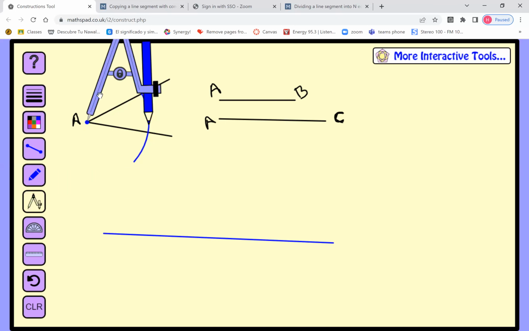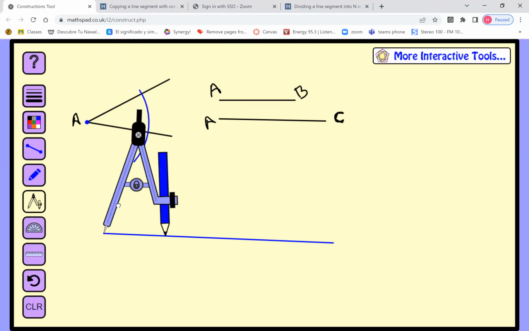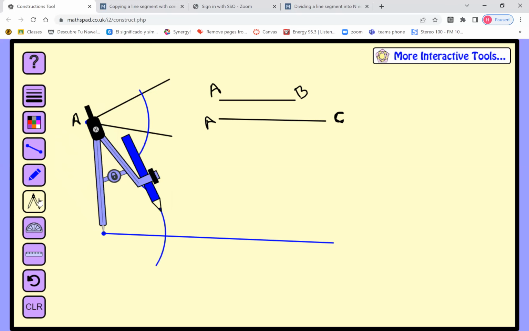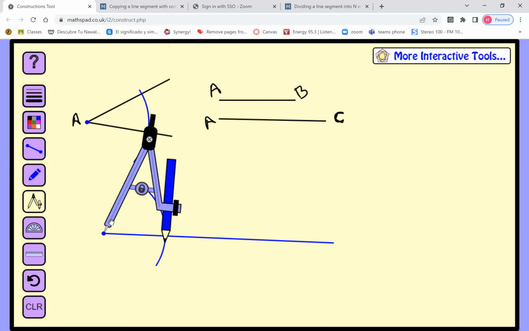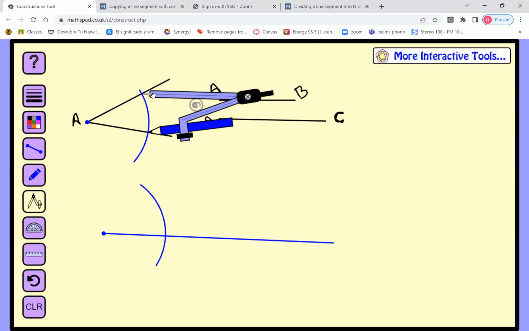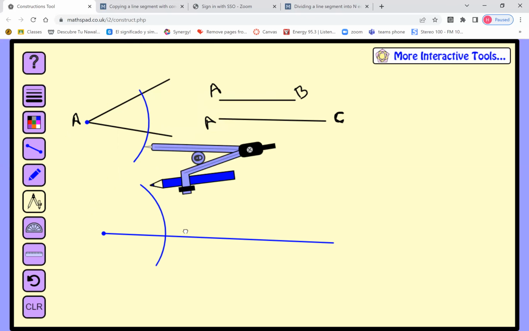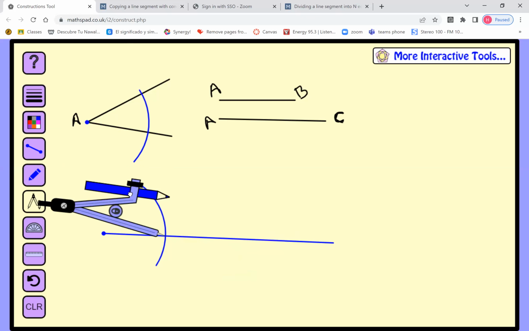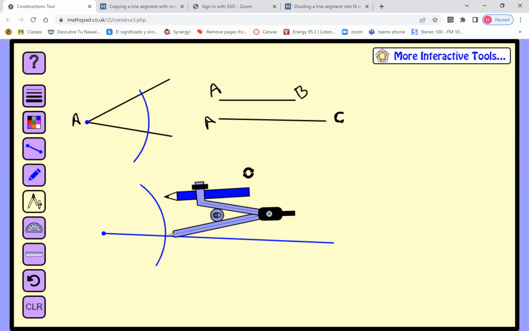Now I'm gonna grab my compass, same aperture. I'm gonna bring it to this end point and I'm gonna do a big arc right here. Now let me unlock my compass. I'm gonna measure the aperture of the angle. You guys see where I'm placing it? Now let me lock this because I don't want it to move. I'm gonna put it at this intersection. Let me move my pencil to this side. Let me make an arc.